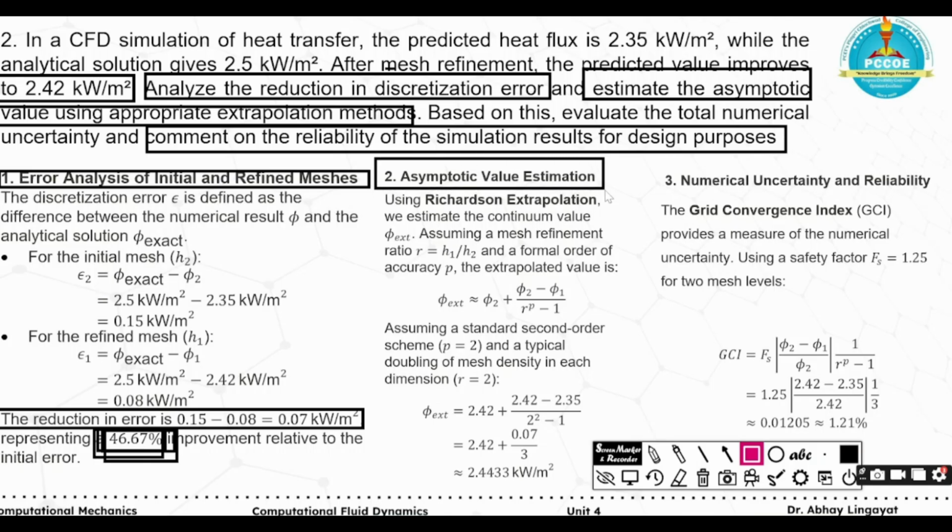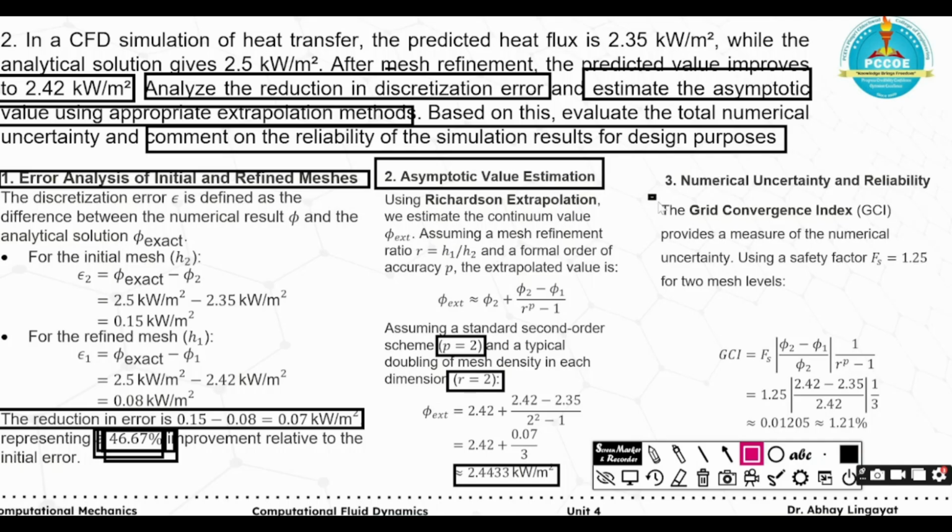Now come to the asymptotic value, using the Richardson extrapolation method we used previously. We assume the order of accuracy P equals 2, and the refinement ratio R also equals 2. Based on that, phi exact is phi1 plus (phi1 minus phi2) divided by (R to the power P minus 1). I get phi exact as 2.4433 kilowatt per meter square. This is the estimated exact solution if the mesh becomes infinitely fine.